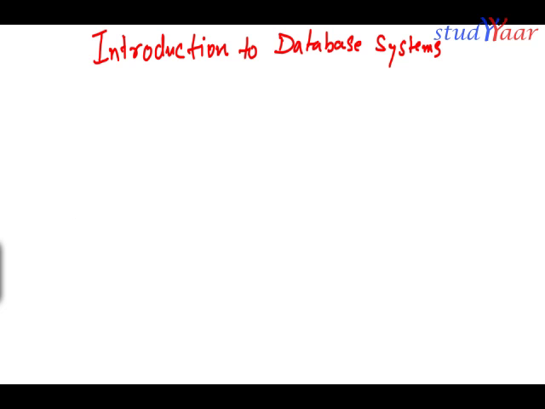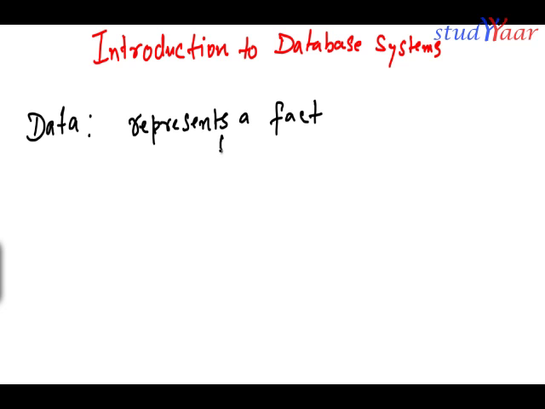So, before we begin, let's just understand what we mean by data. As per the definition of data, data is something which represents a fact and has some inherent meaning. Okay, so we are talking about a fact and some inherent meaning.